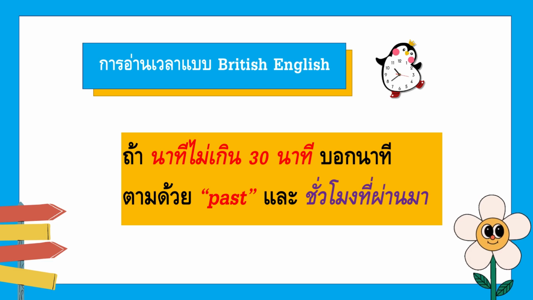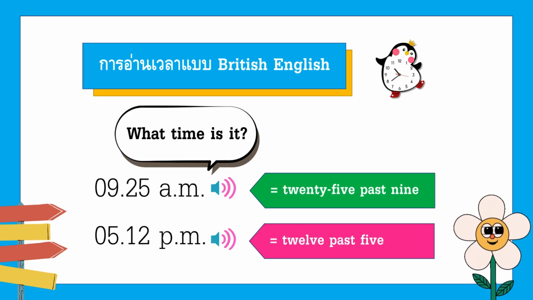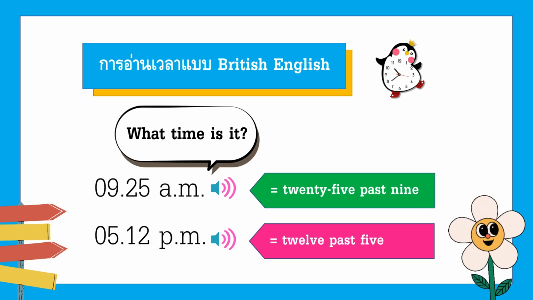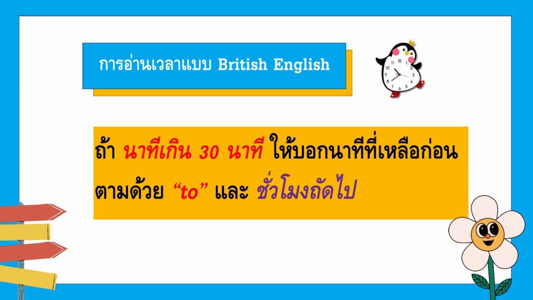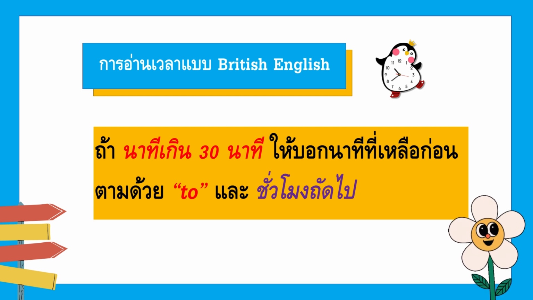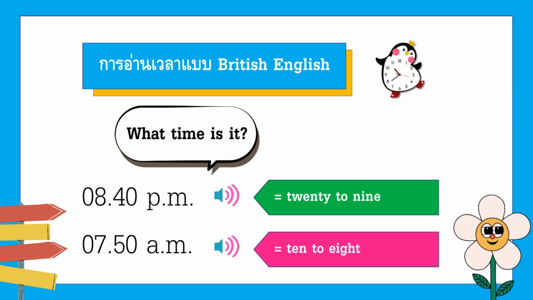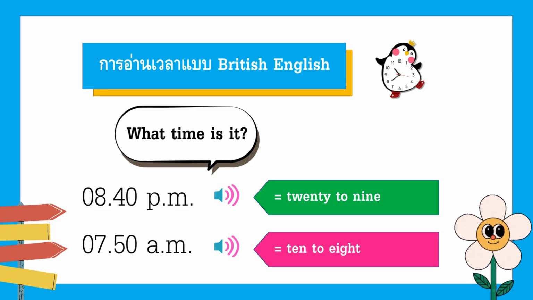If the minutes are not more than 30 minutes, say the minutes followed by past and the last hour. Such as, what time is it? It's 25 past 9. It's 12 past 5. If the minutes exceed 30 minutes, tell the remaining minutes first, followed by to and the next hour. For example, what time is it? It's 20 to 9. It's 10 to 8.